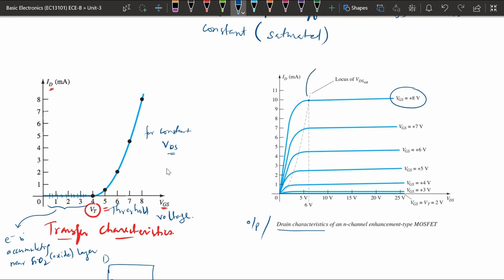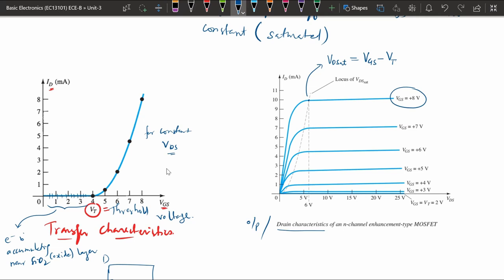So this pinch off voltage is also called VDsat, and VDsat is equal to VGS minus VT. That means we need to apply an extra gate to source voltage minus threshold voltage. Whatever the remaining voltage is, that much drain to source voltage we need to apply so that the current becomes constant. So this is called VDsat, and up to here the MOSFET is operating in linear mode.